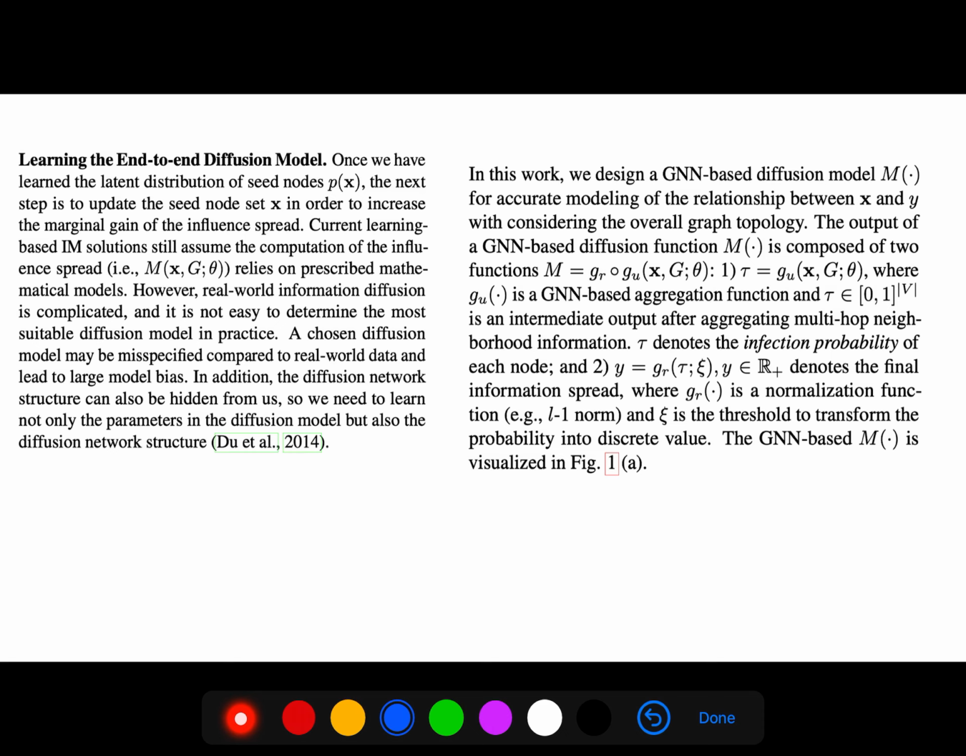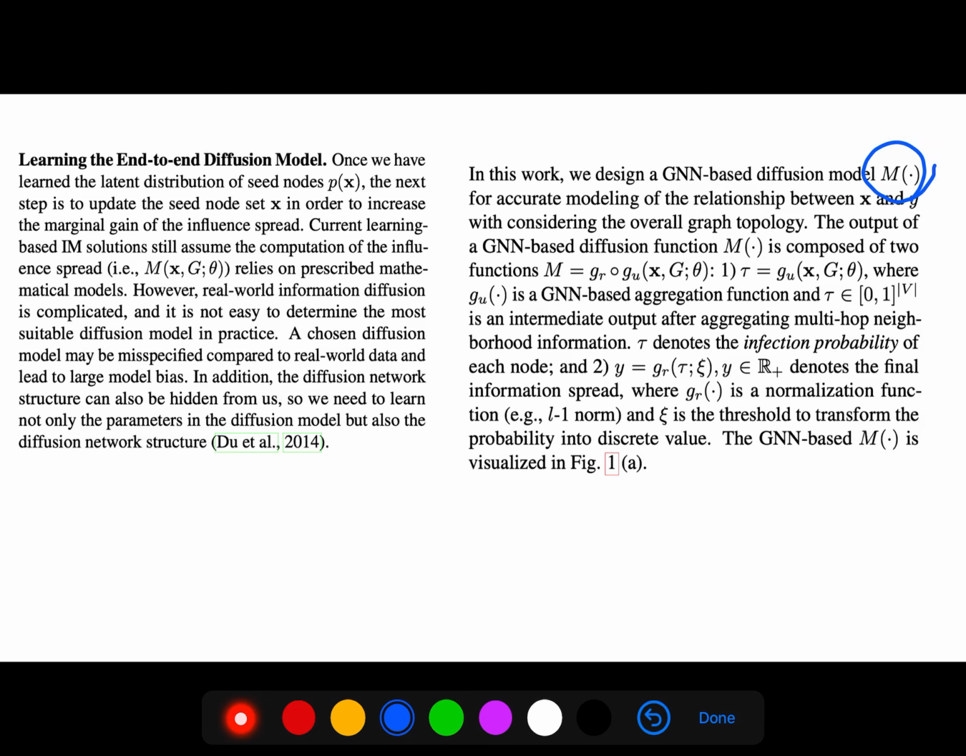Once we have learned the latent distribution of seed nodes, the next step is to update the seed node set in order to increase the marginal gain of influence spread. So we design a GNN-based model diffusion M for accurate modeling of the relationship between X and Y, considering the overall graph topology. The output of a GNN-based diffusion function is composed of two functions.